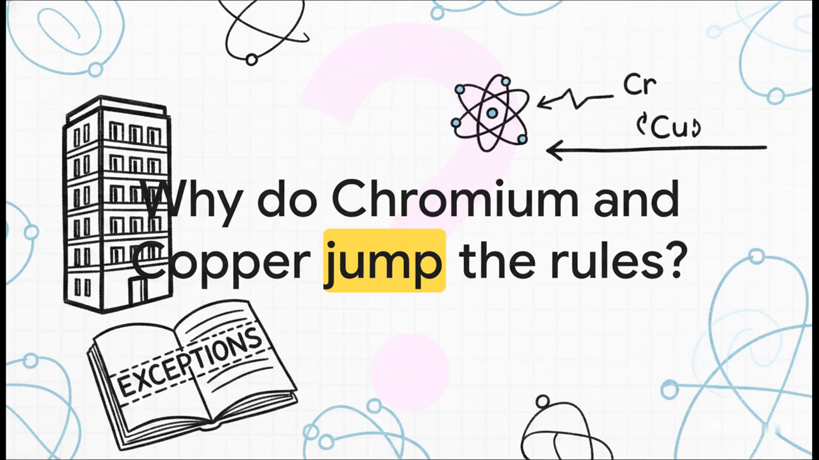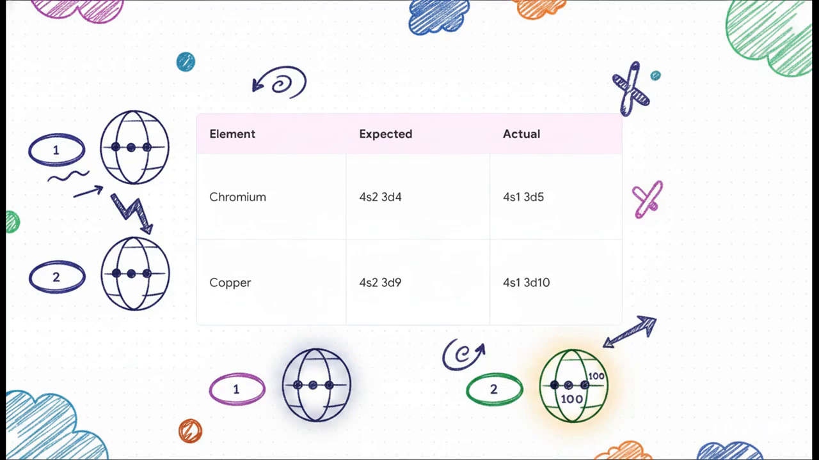But remember what we said at the very start? There are no exceptions. So why do they seem to jump the rules? Well, here is the massive revelation. Look at chromium's expected setup, 4s2, 3d4. Do you see it?